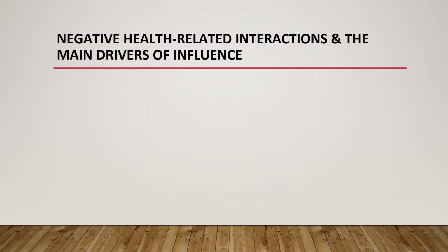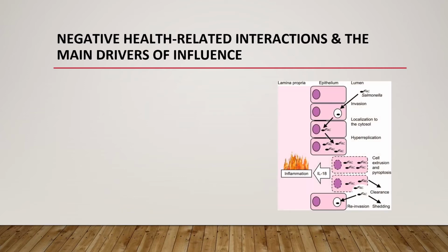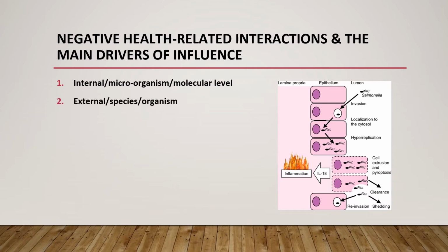Some negative health-related interactions at the internal microorganism molecular level occur when Salmonella invades enterocytes and triggers intestinal inflammation, and this can subsequently cause death of these cells, so intestinal absorption function is impaired. Then at the level of the external species or organism, diarrhea leads to dehydration. The organism is undernourished due to malabsorption, and the normal daily functioning of this organism is then compromised.